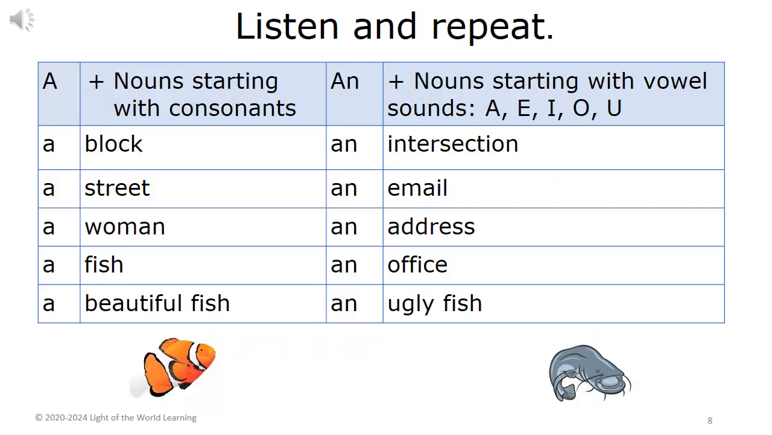Listen and repeat. A plus nouns starting with consonants. A block. A street. A woman. A fish. A beautiful fish. An plus nouns starting with vowel sounds: A, E, I, O, U. An intersection. An email. An address. An office. An ugly fish.